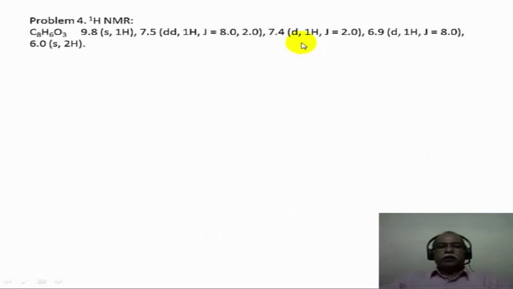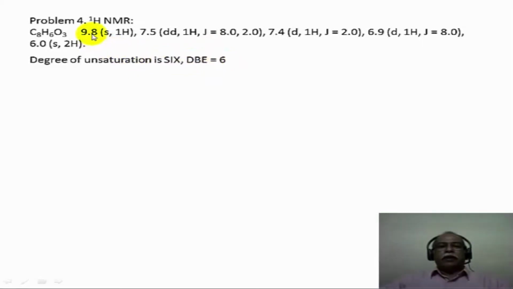Let us move on to the next problem. Again, proton NMR spectral data is given. The molecular formula is C8H6O, and the double bond equivalence here corresponds to 6. In other words, there are 6 double bonds or equivalent to 6 unsaturations present in this particular molecule.